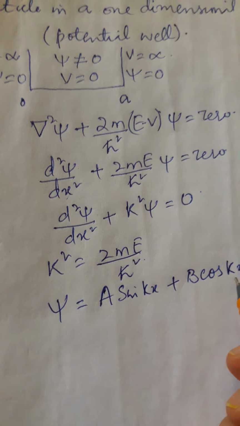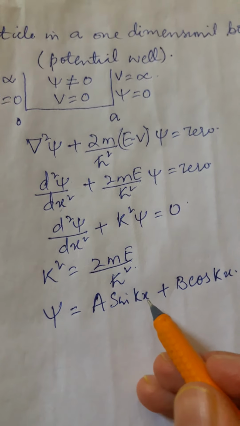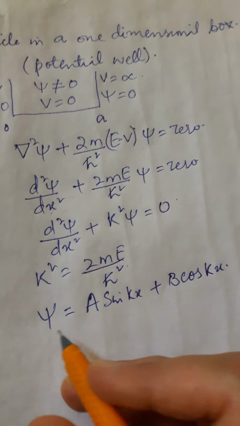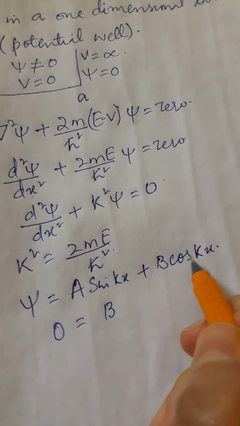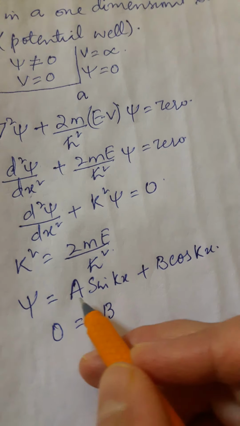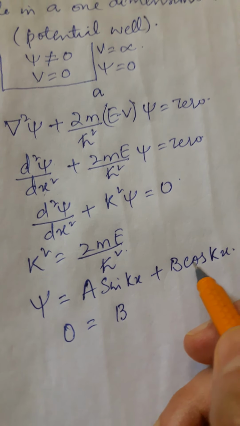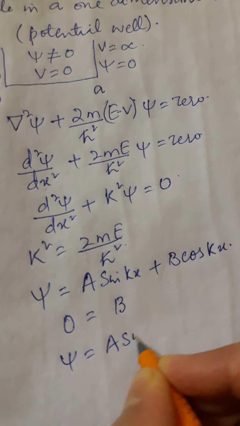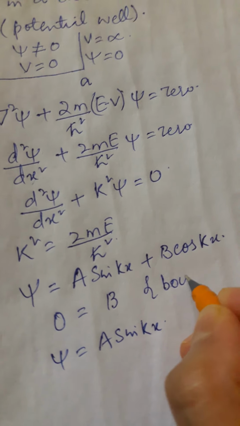The boundary condition is that when x is 0, psi is 0. So, when x is 0, sin 0 is 0, cos 0 is 1, psi is 0. So, 0 is equal to B. Of course, cos 0 is 1. It's B into 1, that's B, and this entire term is 0. Now, we substitute this B equal to 0 back in this equation and we get psi is equal to A sin kx. So we have applied the boundary condition.